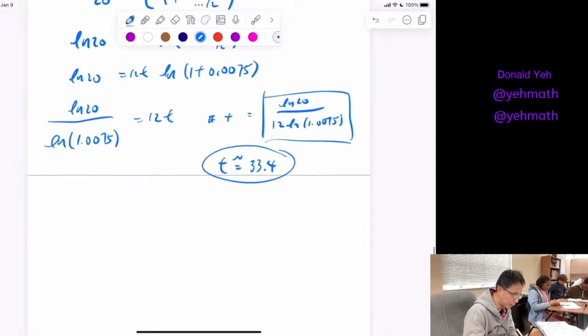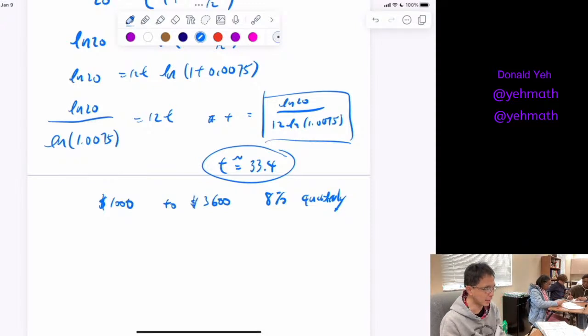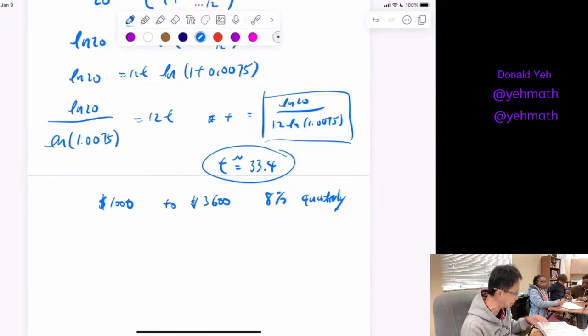Okay, so I'm going to give you a question. How long would it take to change $1,000 to $3,600 with 8% compounded quarterly? Can you do it here?